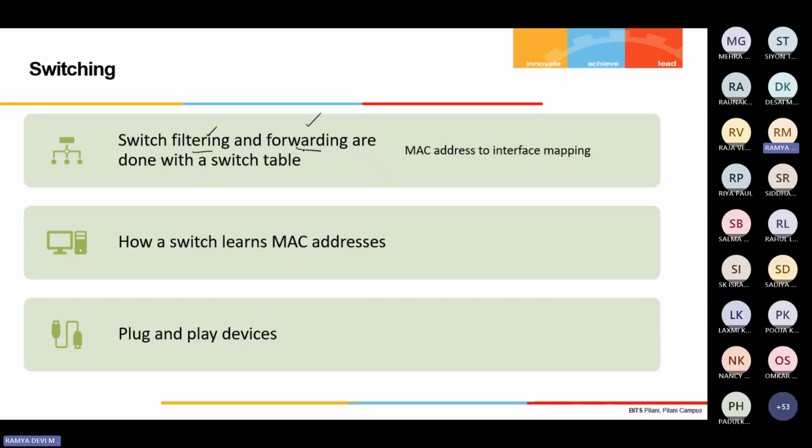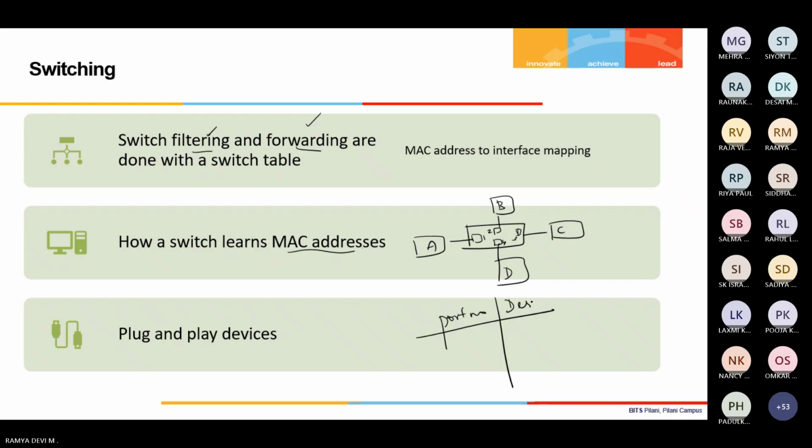Fine. So how will the switches learn the MAC address? When a new frame arrives, so this is my switch. I'll take it as a 4-port switch. So port A, B, C, and the port numbers 1, 2, 3, 4. Initially A is sending the packet to C. Fine. So it comes inside.